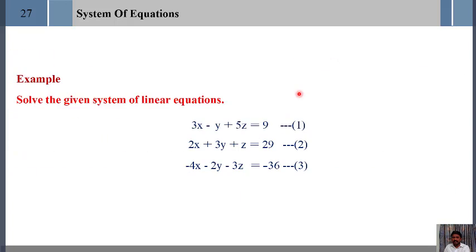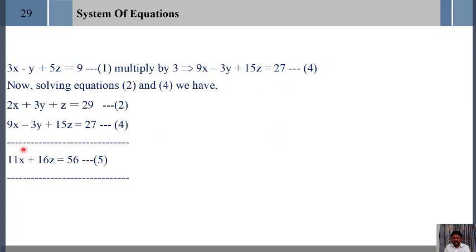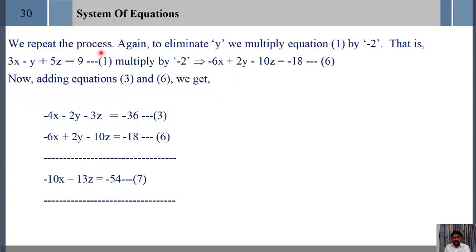Now solving equation 2 and equation 4, I get one equation, 11x plus 16z equal to 56, which is equation 5. Similarly, we repeat the process. Again, I need to eliminate y. We multiply equation 1 by minus 2. Then minus 6x plus 2y minus 10z is equal to minus 18 is the resultant equation.